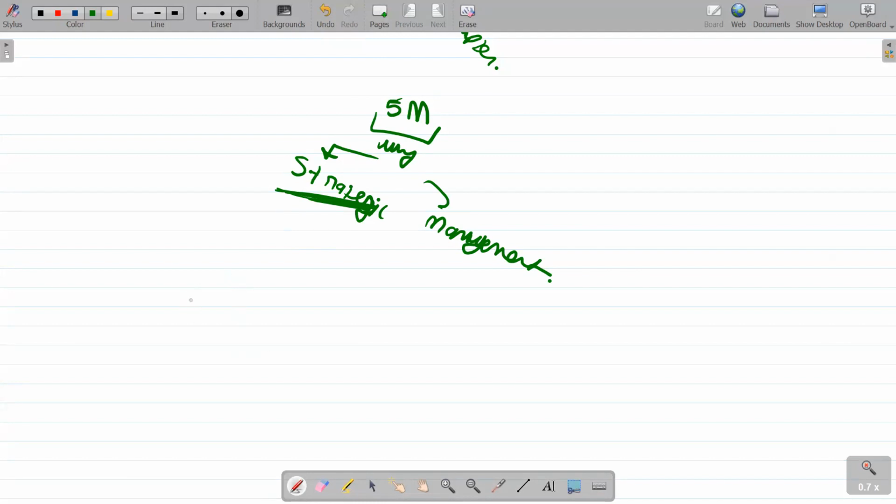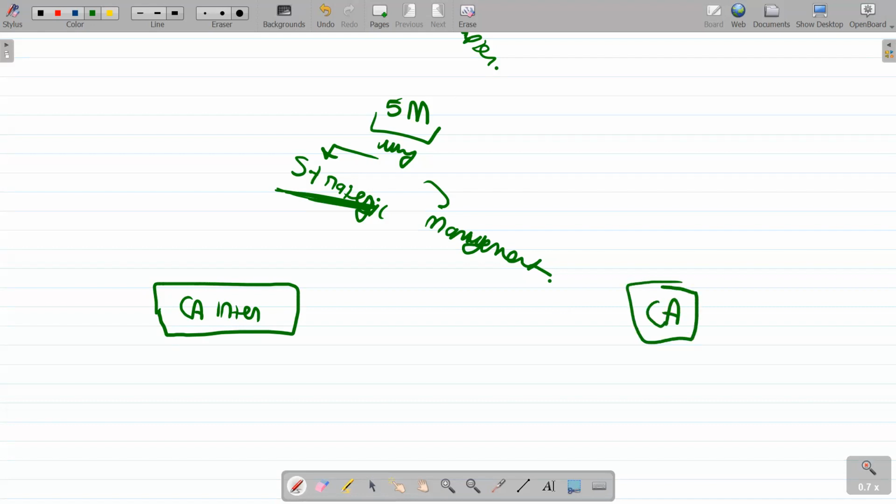So, suppose you are here in CA Intermediate, okay? And you have set one goal. What goal you have set? You have said that you want to become a chartered accountant. Today you are in CA Intermediate, so you have set up some goal, right? And what is that goal? That you want to become a chartered accountant. So how will you become a chartered accountant? Strategy will help you to become a chartered accountant.